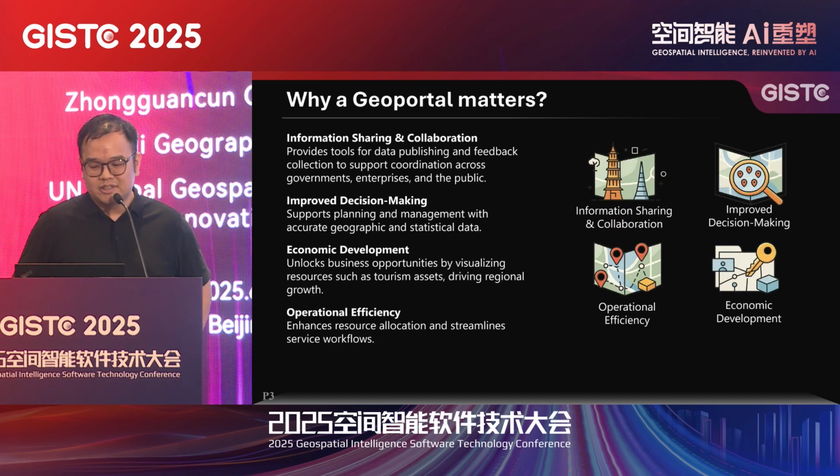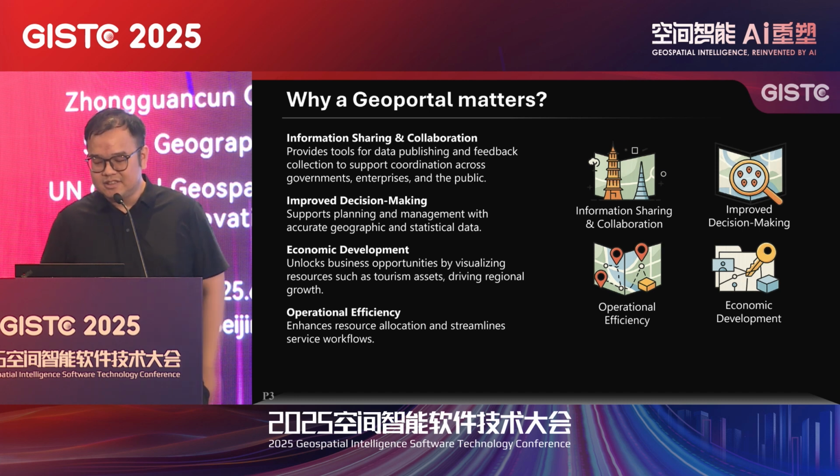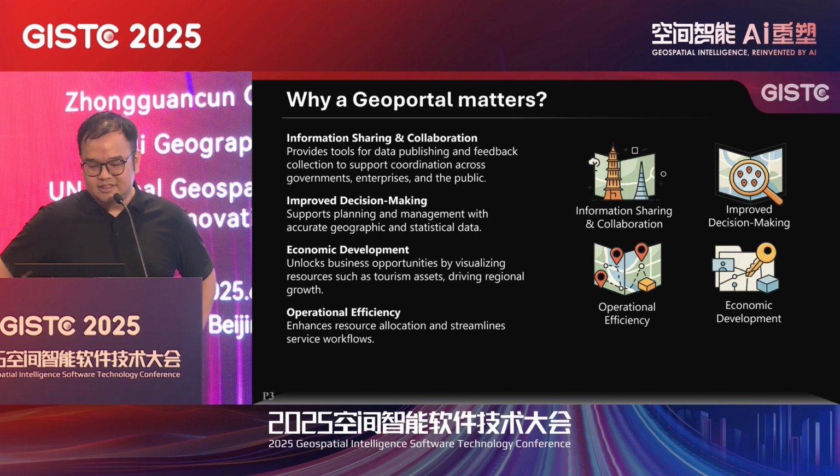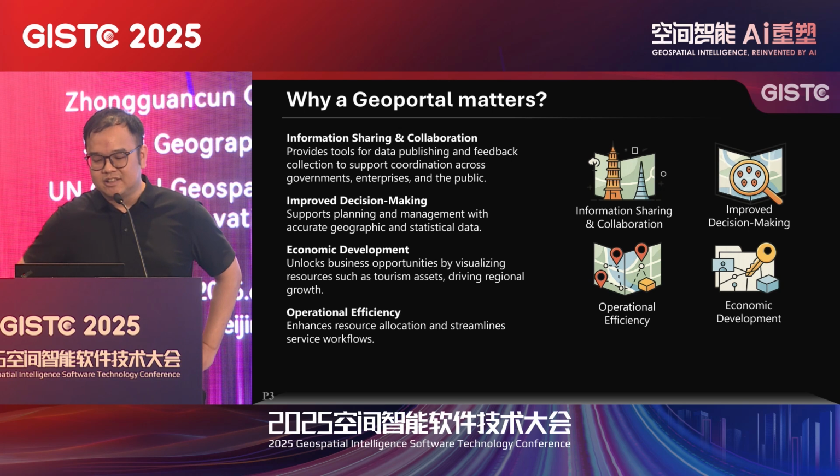Why is this so important? It's usually more than just an online map website. It helps government to share information, collaborate with their citizens or their target audience, and make data-driven decisions. With that, we can promote economic activities and improve operational efficiency. Many governments consider this their fundamental infrastructure for their digital transformation process, and it can really generate a lot of the benefits that we just talked about.